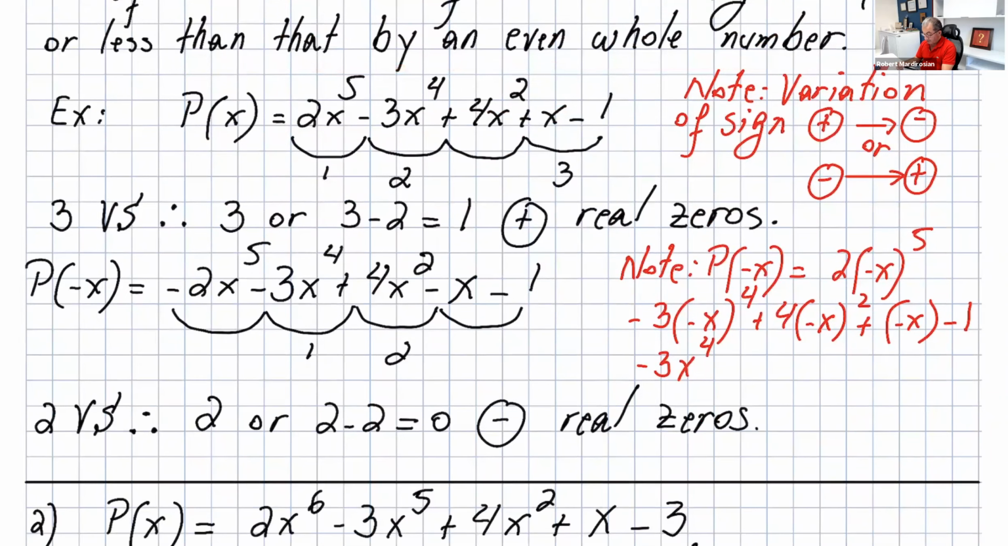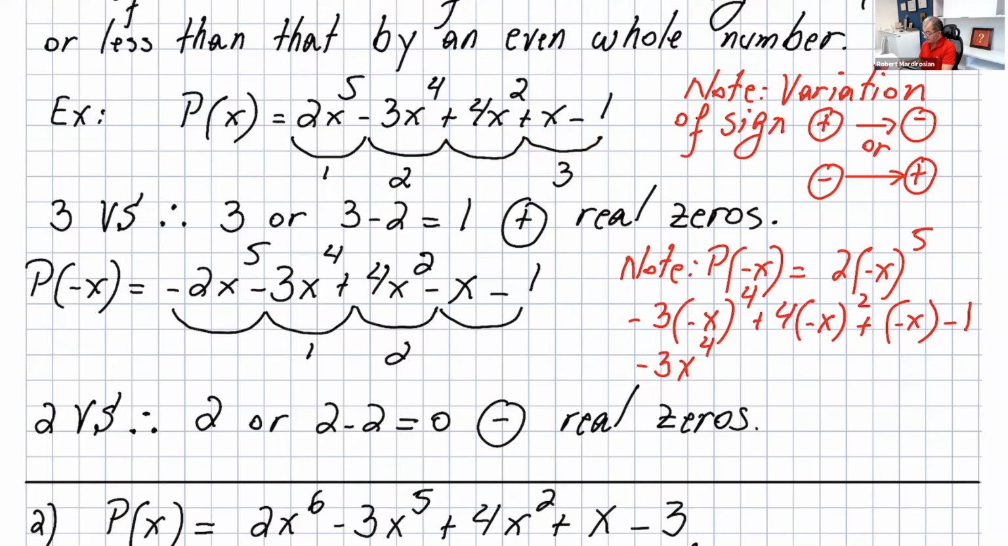We have a polynomial 2x to the 4th power minus 3x to the 4th power plus 4x squared plus 4x minus 1. You count the variations of signs. So from here, this is positive and that's negative, so 1 variation. Then it's from negative to positive, that's the 2nd variation. Here the sign doesn't change because it's positive to positive, and here it changes, so we have 3 variations.